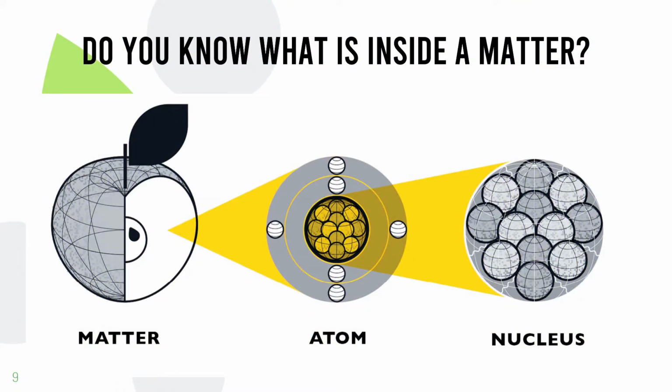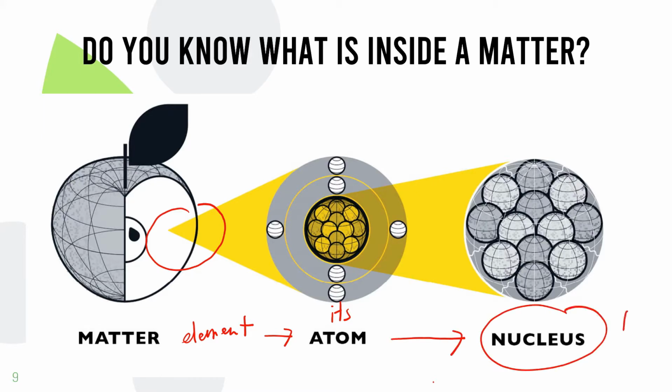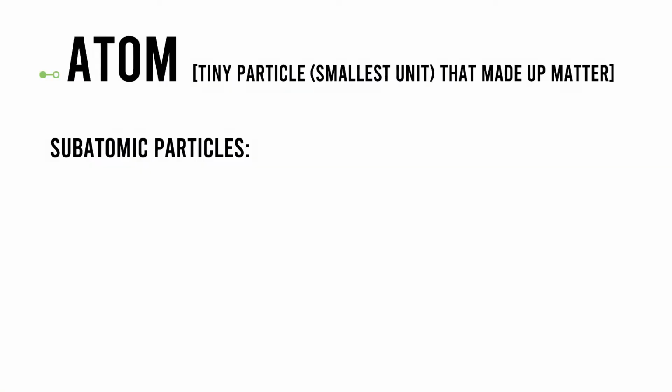Do you know what is inside a matter? Let's take an apple as the example. If we enlarge one tiny spot in the apple, you can identify the element inside the apple. By knowing the element of the apple, you can identify its atom. And in its atom, we can find the nucleus. Atom is the tiny particle, the smallest unit that makes up matter.